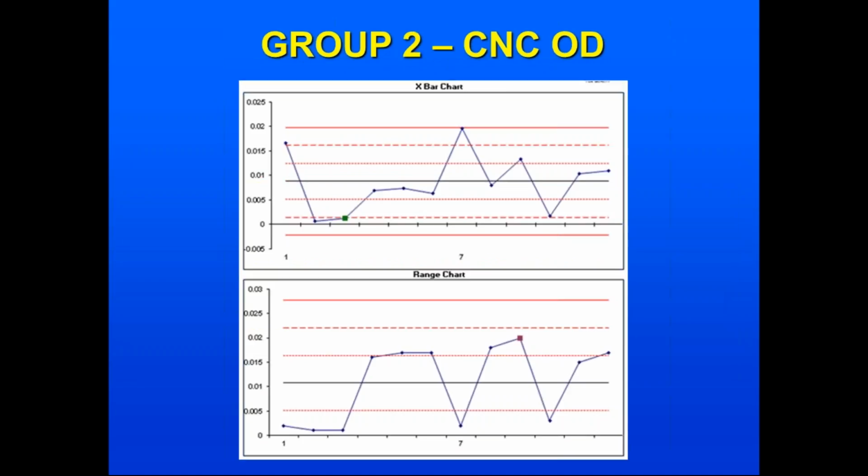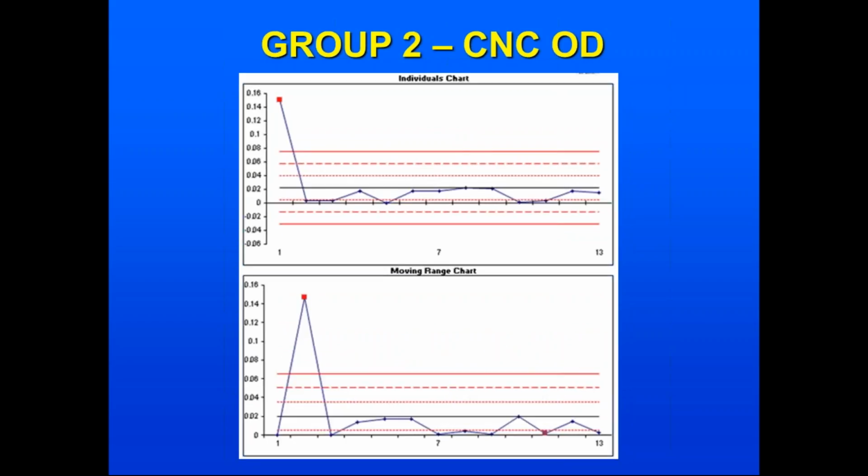Group 2, they also did a CNC OD. Now here we see a lot of random variation. According to the X-bar R chart, looks pretty good. Looks nearly in control except for a couple of points. We have one point that's a flyer. Other than that, looks pretty good. Hardly worth being concerned about. Here, one point is a flyer for the individual charts. Other than that, not much to be concerned about.